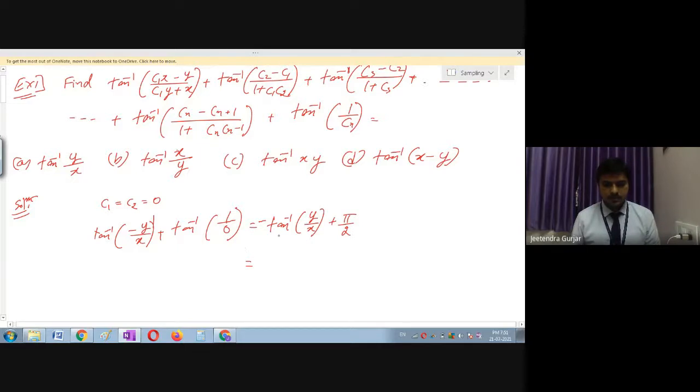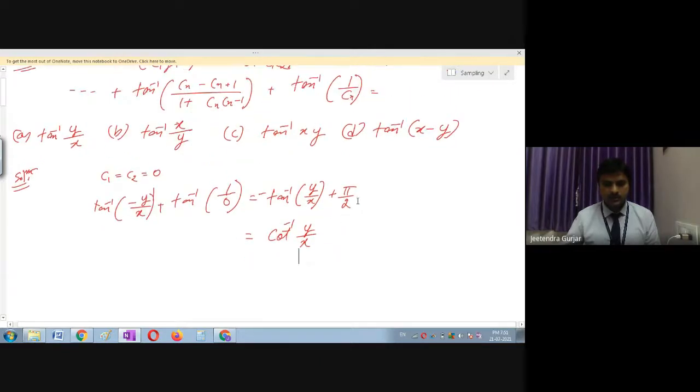So therefore tan inverse is there, I can take pi by 2 here. So therefore this will become cot inverse y upon x, right? So you can easily simplify this. Now, if we simplify, reverse this, tan inverse x by y, because I want tan. So therefore our answer is B. You have to simplify in this form.